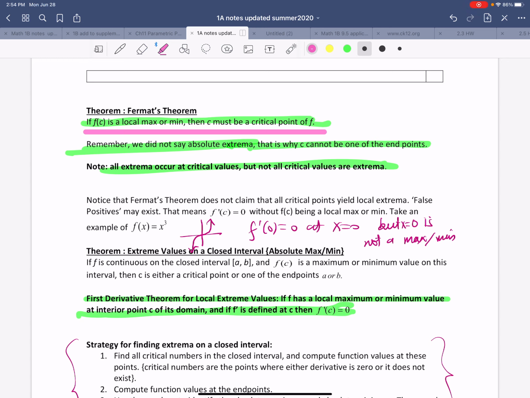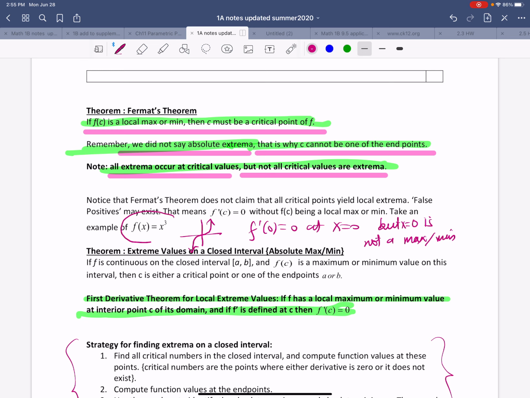Remember, we did not say absolute extrema. That's why c cannot be one of the endpoints. Absolute max and min can be endpoints. Relative max or min cannot be endpoints. All extrema occur at critical points, but not all critical points are extrema. It's very important to understand that if you have a max or min, then it can only occur at a critical point, but not all critical points are going to give you a max or min. Let's think about f of x equals x to the third. What is the derivative of f at x equals 0?